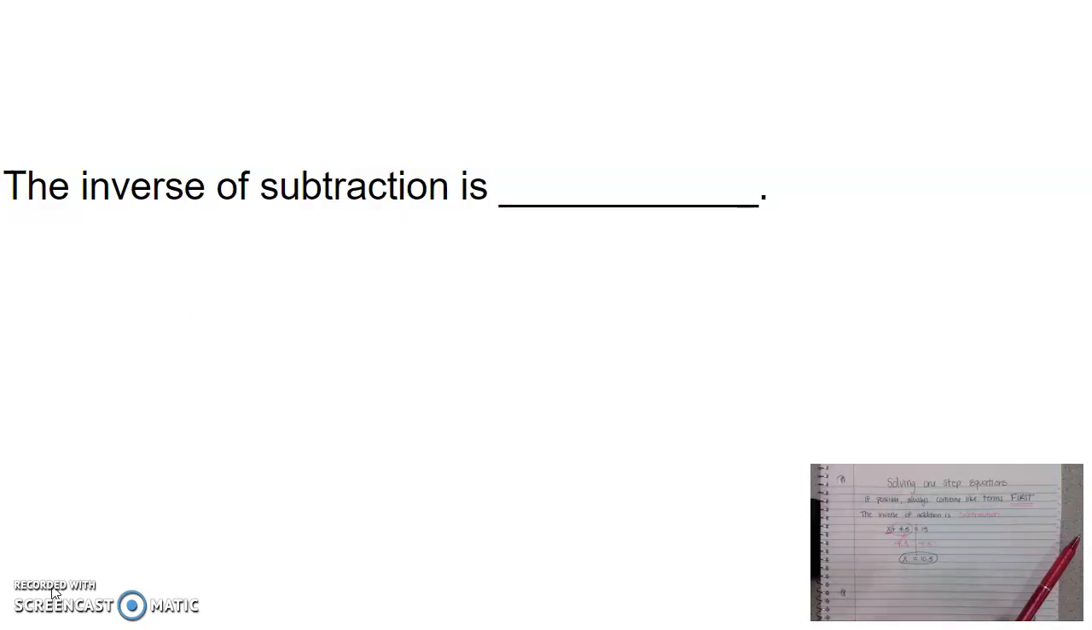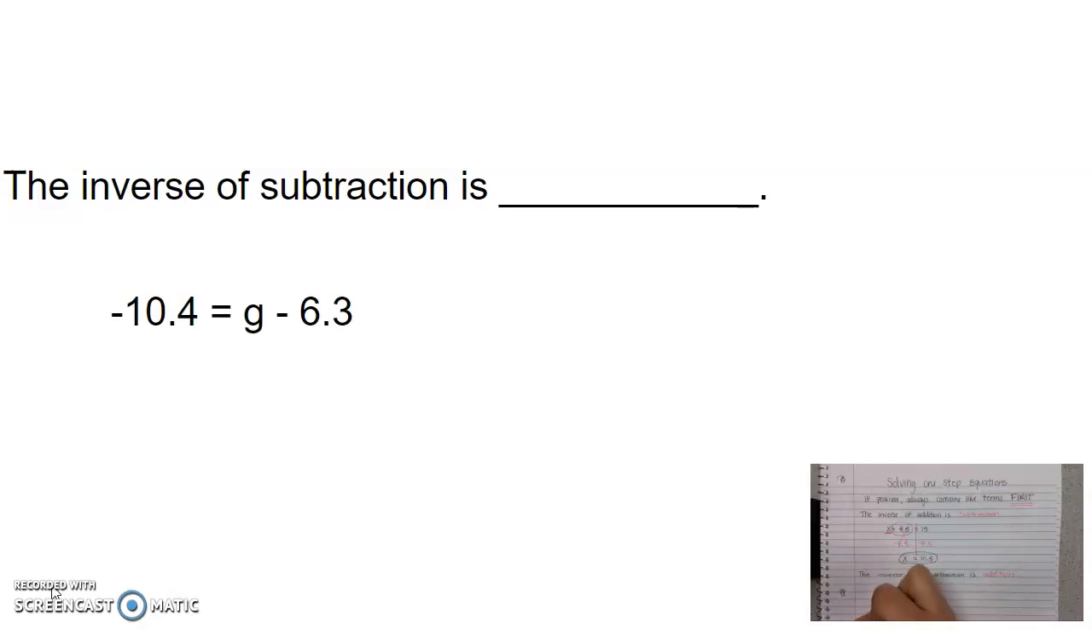The next one, the inverse of subtraction is addition. So the inverse of subtraction is addition.